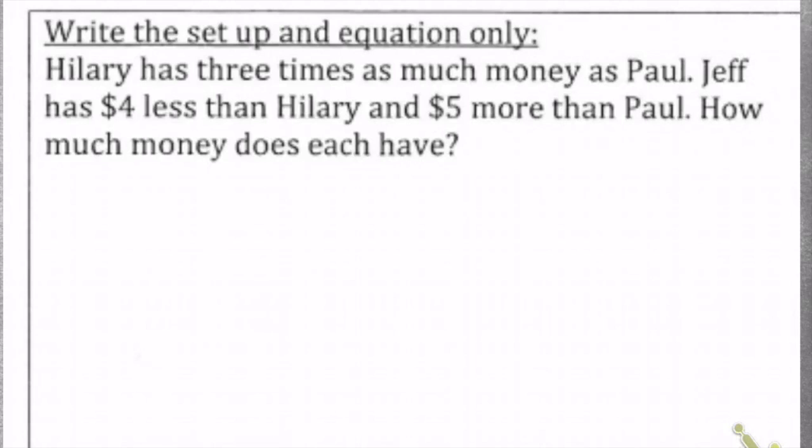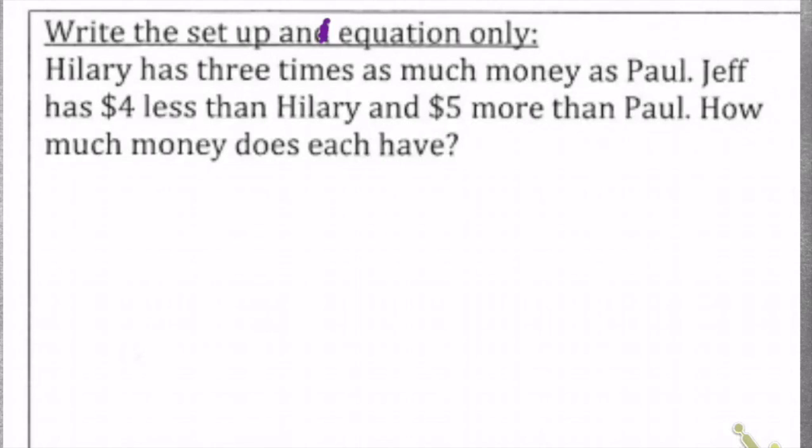So for this first warm-up, we're going to write and set up an equation only. And so that means we're just going to read the problem, set it up, write the equation. We're going to skip the solve and sentence part. So Hillary has 3 times as much money as Paul. Jeff has $4 less than Hillary and 5 more than Paul. How much money does each have?